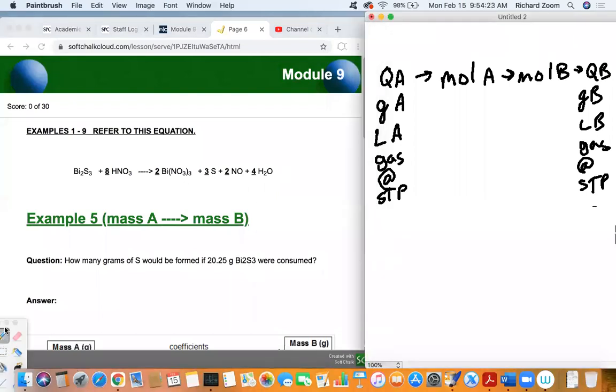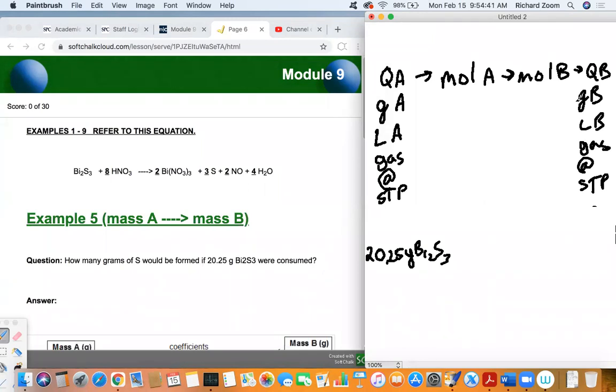So you can see this is just an extension of what we've been working with. So 20.25 grams of Bi2S3. So where are we starting in the flowchart? We're starting here at grams. Where are we going? We're going to grams of sulfur, which is going to be over here on the other side. I'm going to stop there.